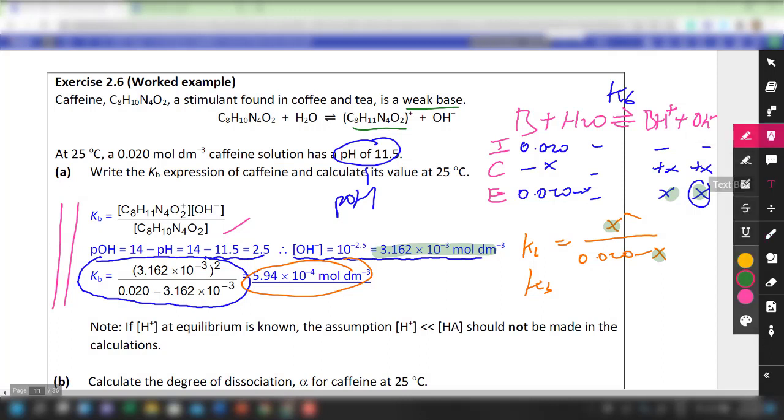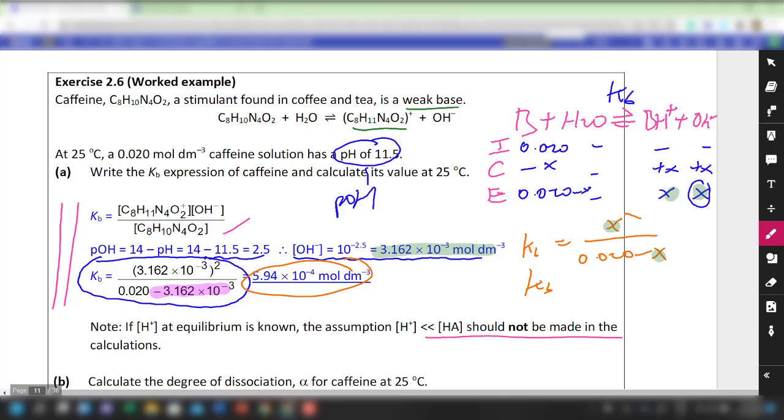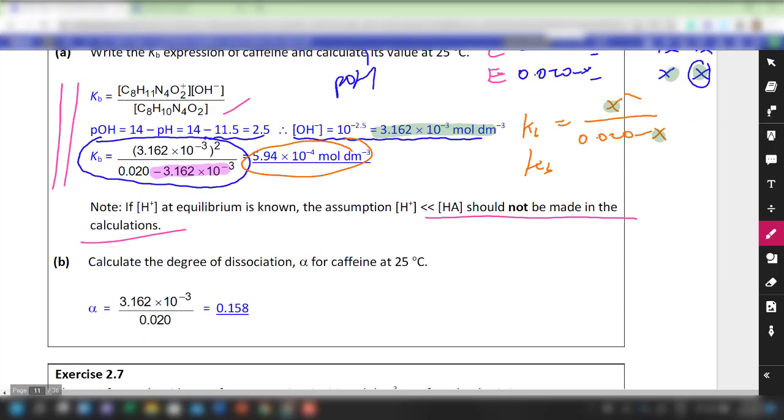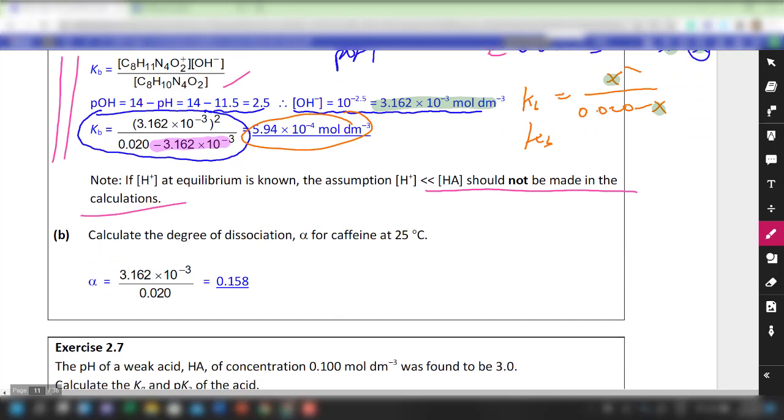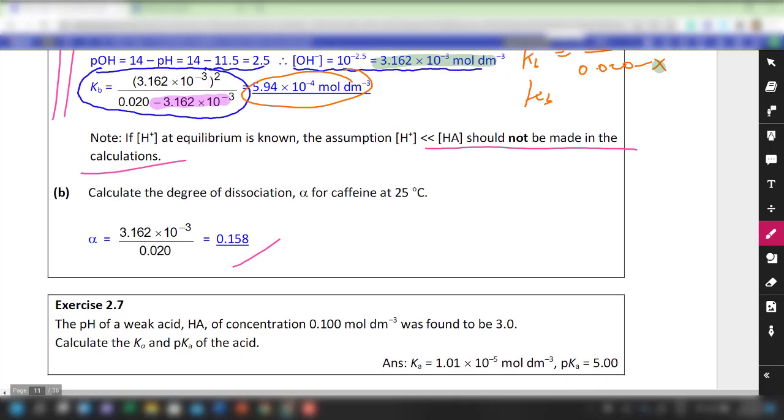For those of you with a sharp pair of eyes, you notice that over here the minus x is included. You do not make an assumption and just ignore it. The reason is, it's just a very lame reason, because you're not solving a quadratic equation here, so it's actually totally fine for you to include that in, because it's not too difficult for calculation anyway. So over here you shouldn't make this assumption. Then of course to calculate the degree of dissociation, again, it's not very inspiring. I think most of you should be able to do that.